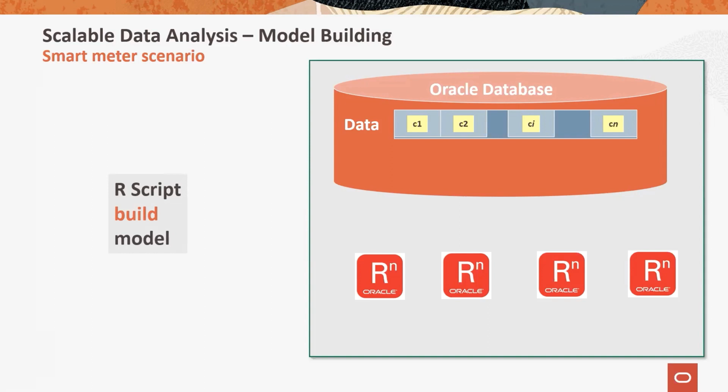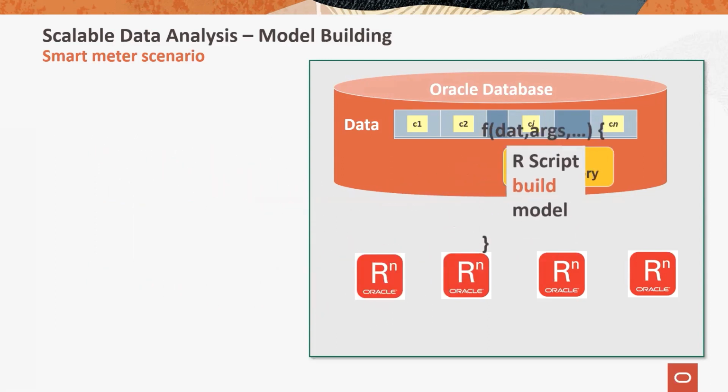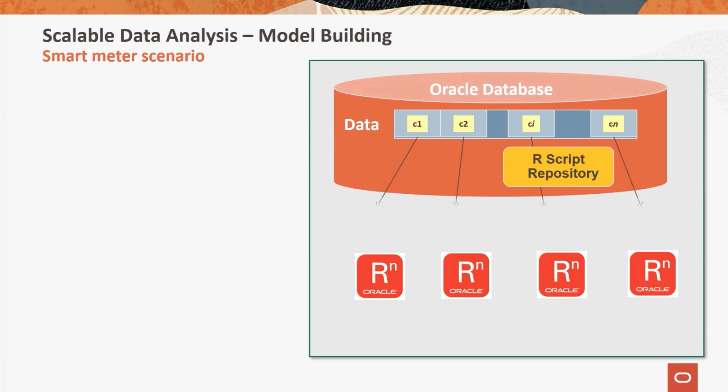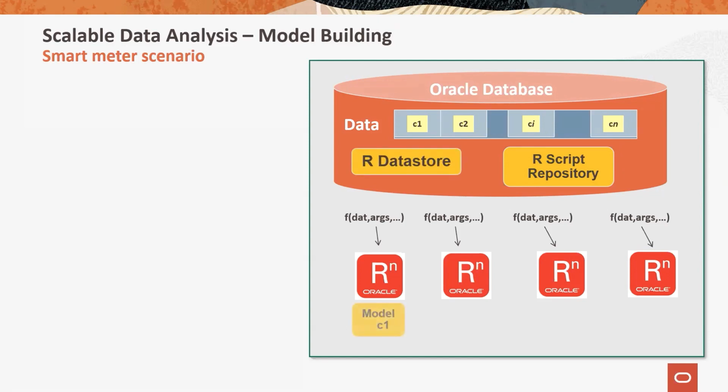This is then wrapped as a user-defined function that is stored in the R script repository in the database. We can then invoke this function, which spawns the number of requested R engines in parallel. We load the user-defined function and pass one partition of data to each R engine to build models until all the data is processed. These resulting models then, instead of being stored in flat files, can be stored in the database in what we refer to as the R data store.